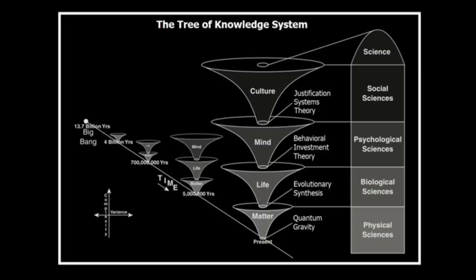So we can look at this diagram to get a better understanding of what we mean by these different domains of knowledge. You can imagine at the beginning of the universe, all that existed was matter. But as the universe progressed, we had things like life emerge. And from life, we had mind, consciousness, mentality, sentience.